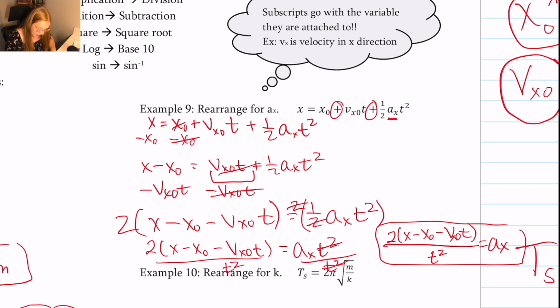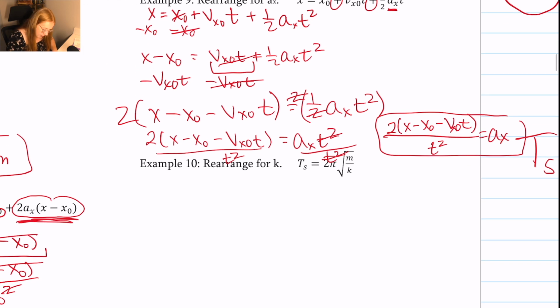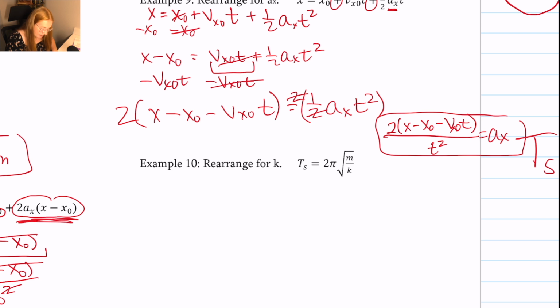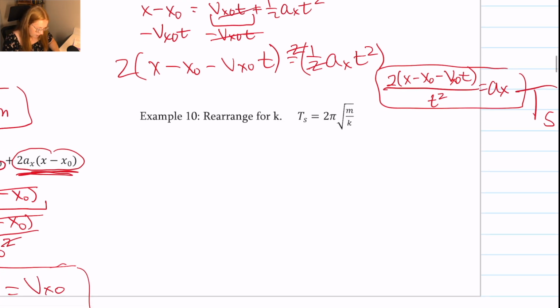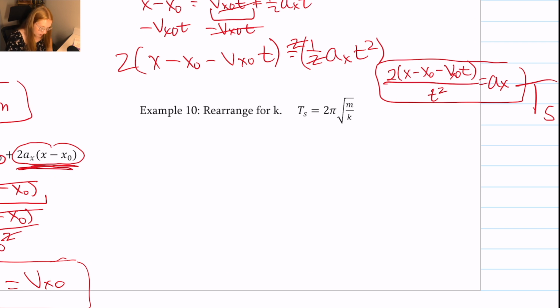Okay. All right, last one, and I'm going to erase the work for the previous example. Okay, let's look at rearranging for k. Now I do see a square root. I see the k is in the bottom of the fraction, which will add another layer. So this one is going to be a bit difficult, but just go step by step.